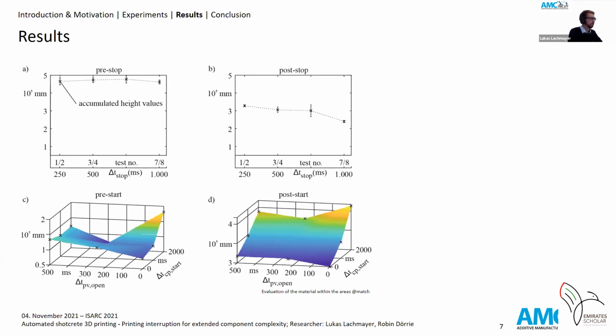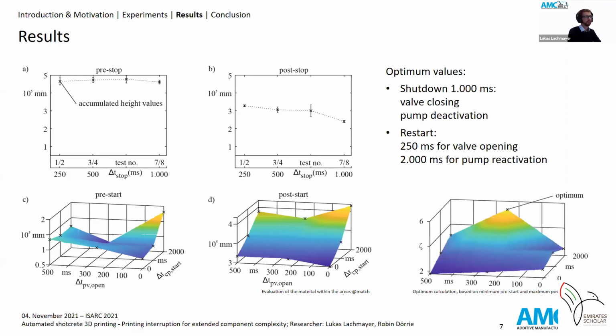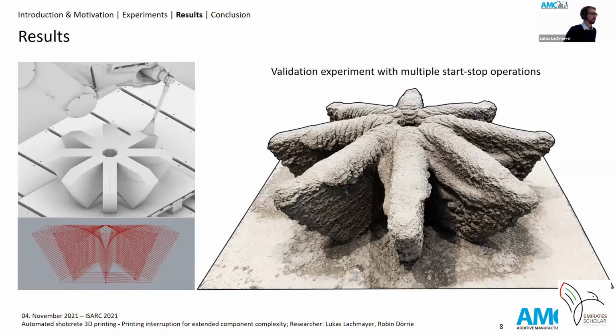and the evaluation of the reactivation of the material flow was a little more complex, because we can see we want in pre-start the minimum and post-start the maximum, and those 2 points don't match each other. So we divided the amount of material and could find the optimum. And for our further experiments, we then had the shutdown process delay by 1,000 milliseconds. And for the restart process, we chose 250 milliseconds for the valve opening and 2,000 milliseconds for the pump reactivation. So we first start the pump to build up pressure and then open the valve.